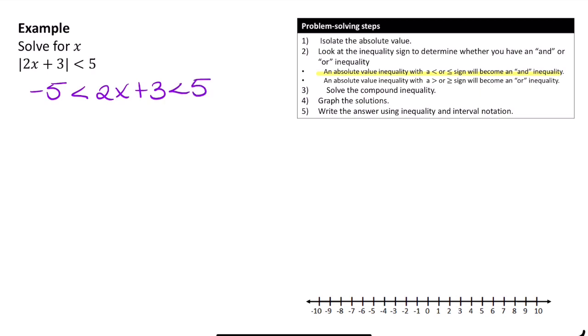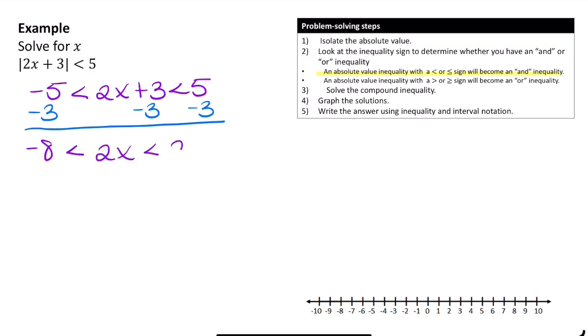Now I need to work on isolating the variable so that I can solve this. I'm going to start off by subtracting 3 everywhere in this inequality. When I subtract 3 everywhere, I get negative 5 minus 3, which is negative 8, and that's less than 2x, which is less than 5 minus 3, which is 2. Now to isolate x, I need to divide all 3 parts of my inequality by 2.